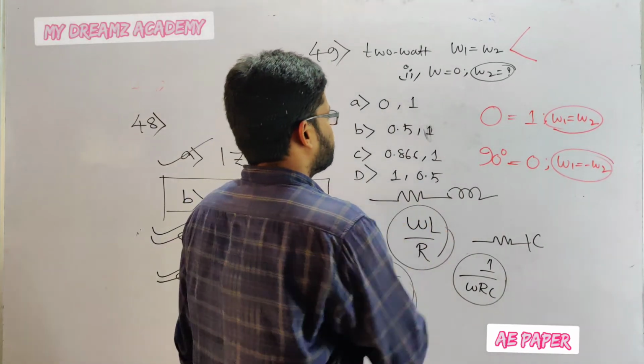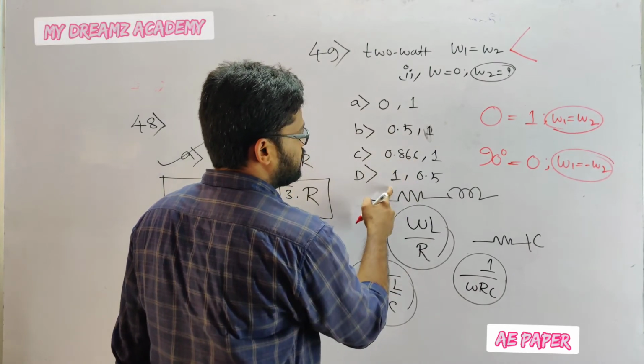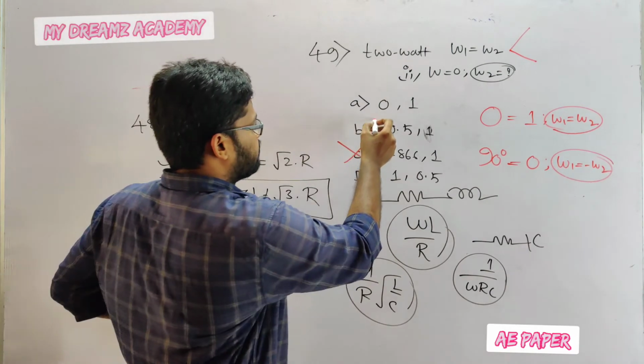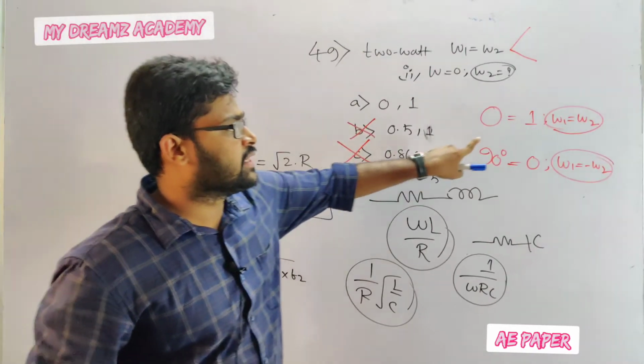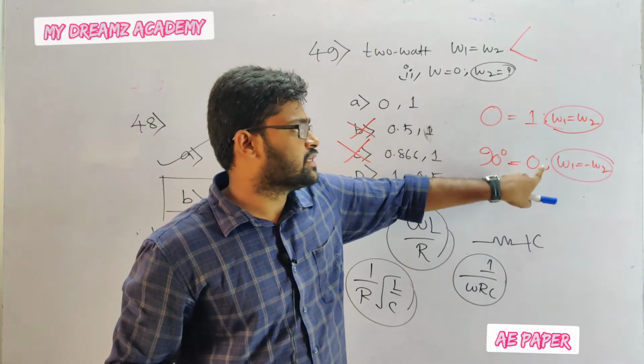And for option A, we have 0, 0.866 and 1. 0.866 is wrong, and 0.5 is also wrong. Whether it is unity power factor or a 0 power factor, W1 is equal to W2 in both.